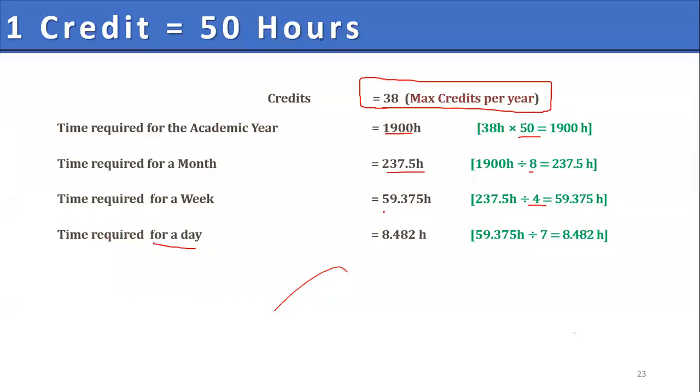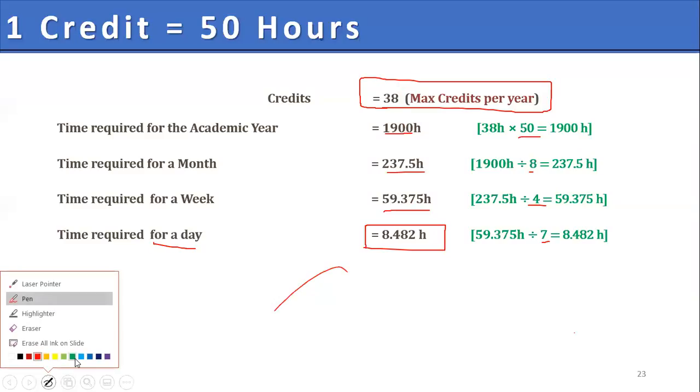So total 59 hours. If we divide by 7, we will get this value. So this is the hour, 8.4, 8.5 hours at least you need to spend if you register 38 maximum credits. So it depends on you, if you can allocate this time to your academic activities, then you can complete your degree program within minimum years. Okay, so this is 38 credits.